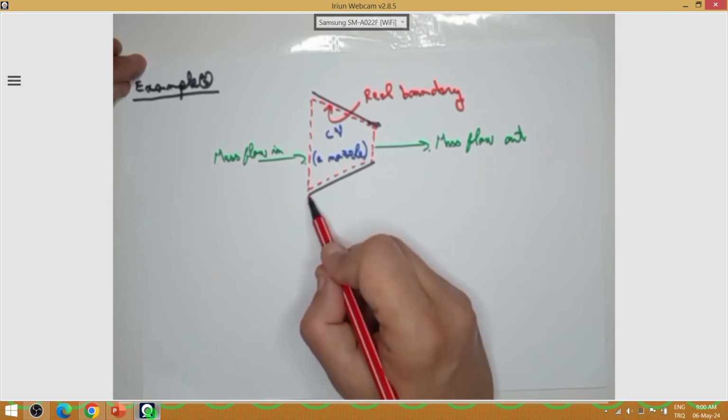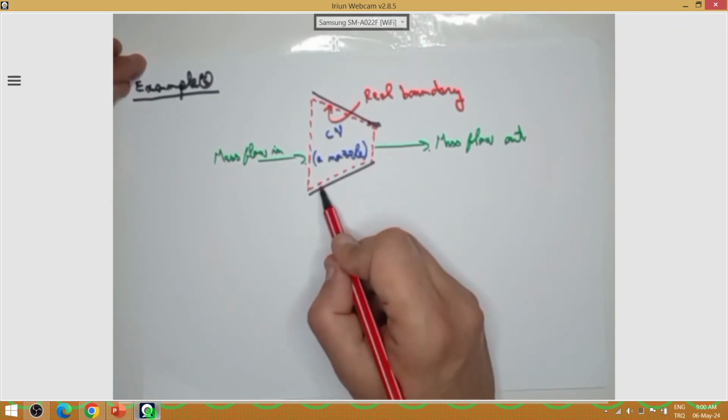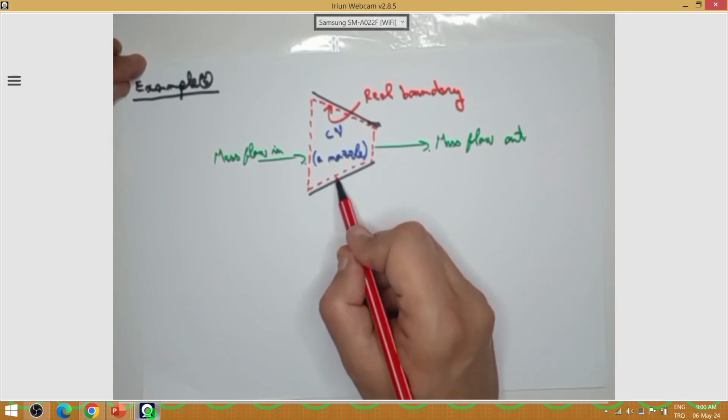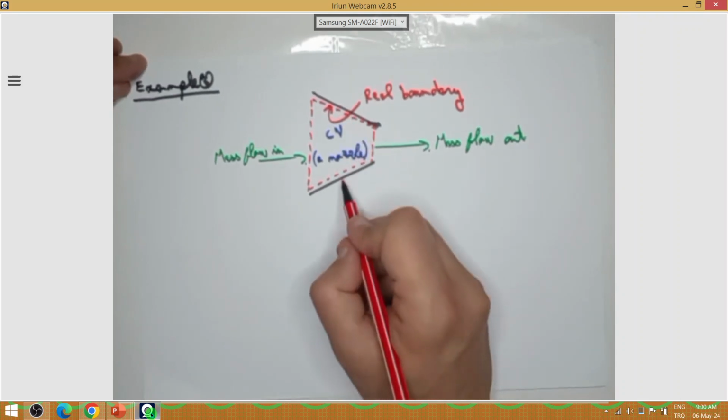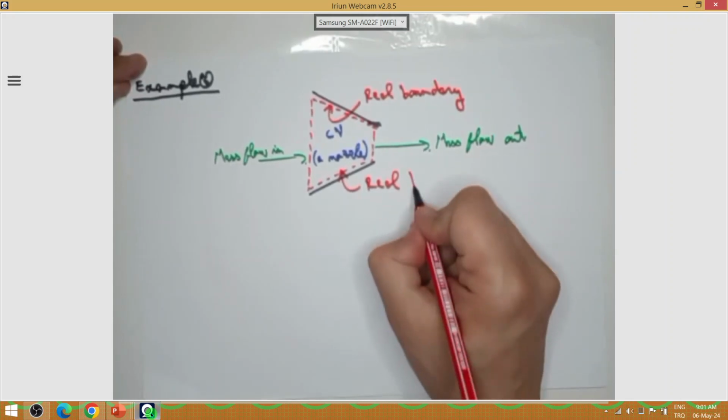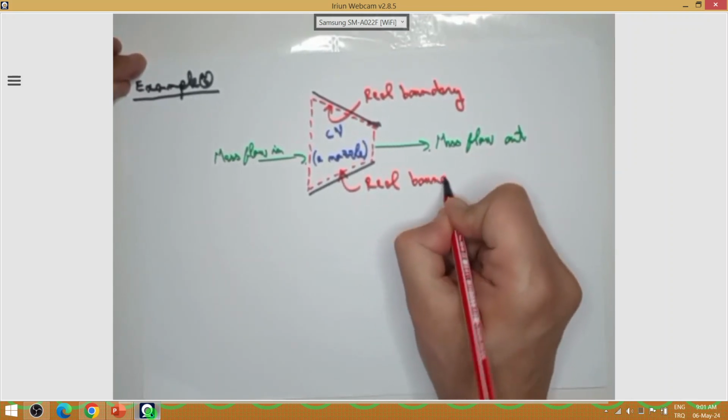Here we have another part which is a physical surface or physical wall of the nozzle. So this one is a real boundary. So here we have a real boundary. Also here we have a real boundary.